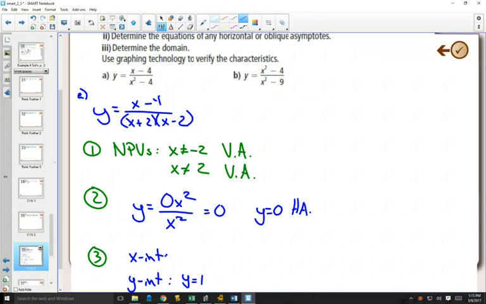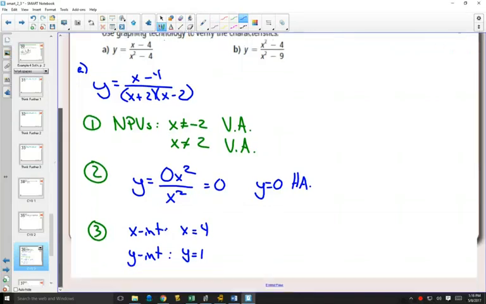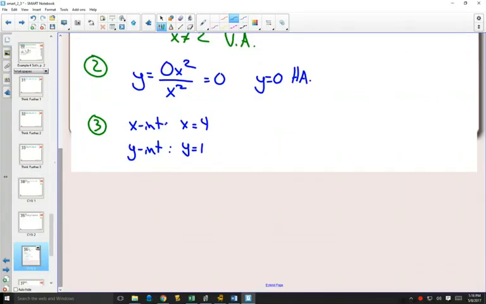Our x-intercept, if you put y equal to 0, the only way a fraction is equal to 0 is if the numerator is equal to 0. And that will happen when x equals 4. So once you've got your asymptotes and your intercepts, we might have enough information right now. So we go to step 4, which is our graphing step.